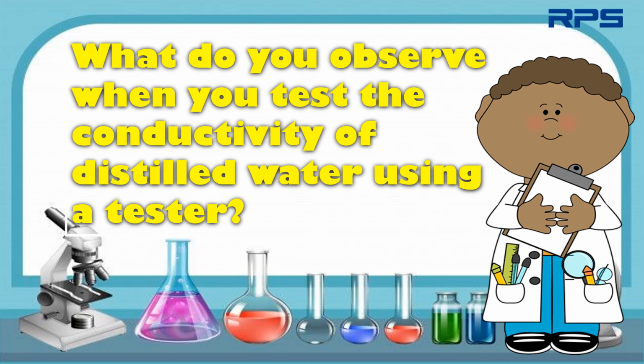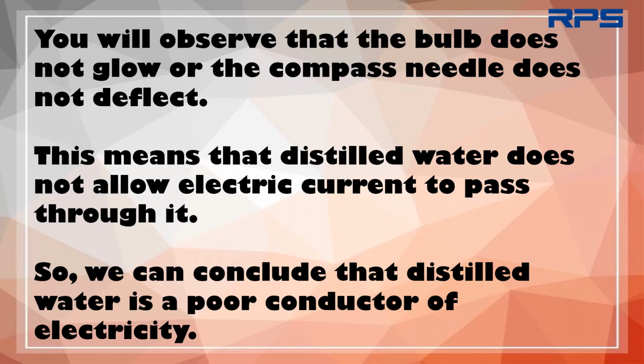What do you observe when you test the conductivity of distilled water using a tester? You will observe that the bulb does not glow or the compass needle does not show any deflection. This means that distilled water does not allow electric current to pass through it. So, we can conclude that distilled water is a poor conductor of electricity.